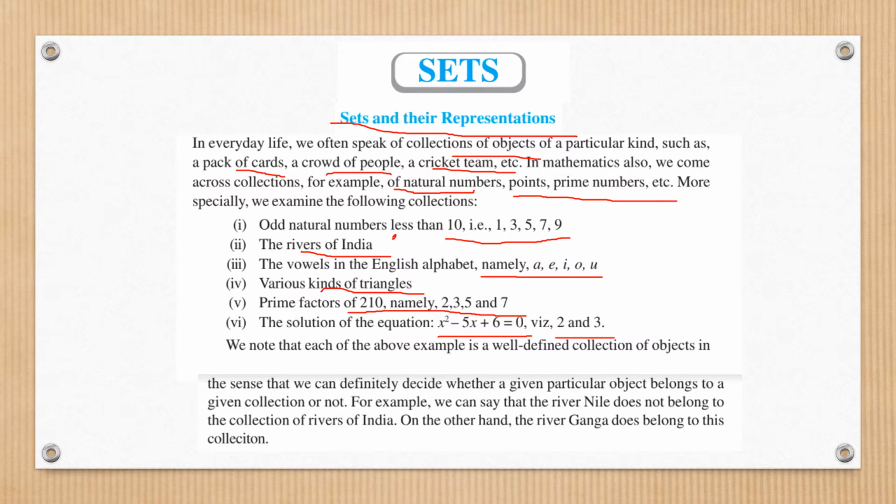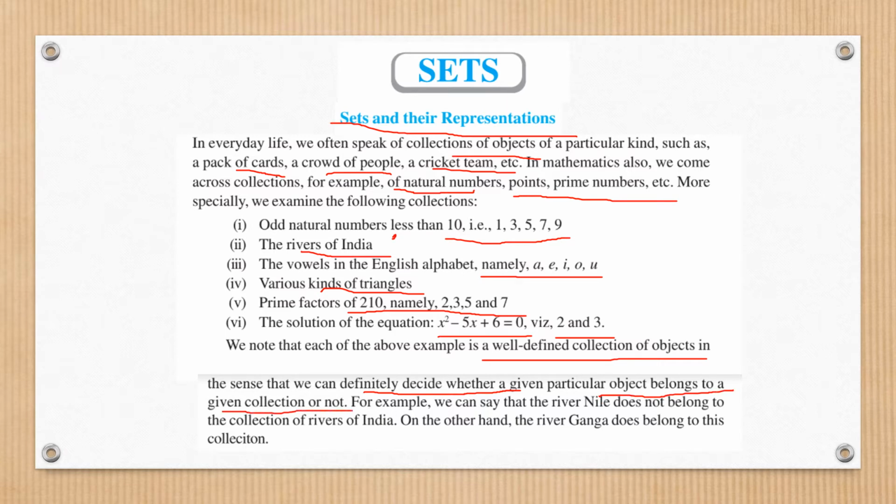Now we note that each of the above examples is a well-defined collection of objects. Why? Well-defined means, say, for odd natural numbers less than 10, you will not find a number which is greater than 10. When we are talking about odd natural numbers, you will not get any number which is even, like 2 and 4 are missing here. So we can definitely decide whether a given particular object belongs to a given collection or not.